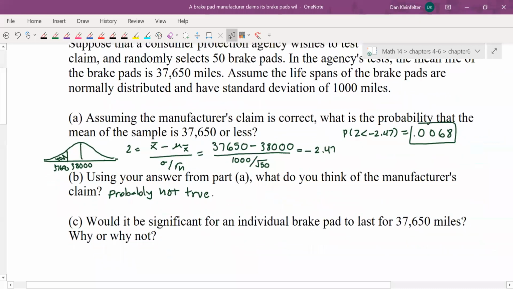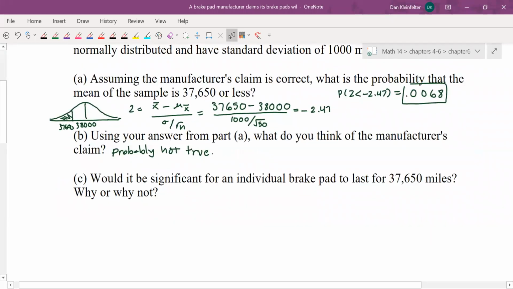We'll talk about this more later, but basically, if we end up getting a sample that is really unlikely, as we have, then something has got to give. Since we can't argue with the data, what we conclude is that the mean is probably not actually going to be 38,000. It's probably, in fact, less. For part C, we want to know if it's significant for an individual brake pad to last for 37,650 miles. So let's go ahead and calculate that.